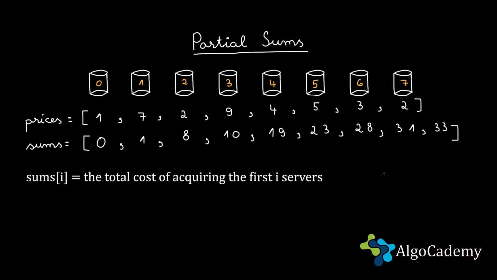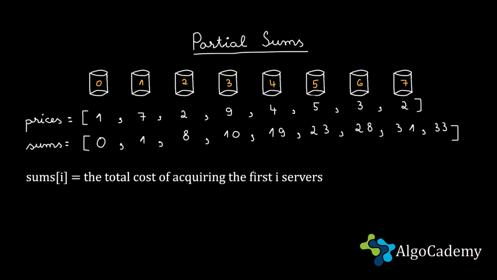Alright, awesome. Let's check if we are correct. What's the total cost of acquiring all the servers? Well, it's 1 plus 7 plus 2, this is 10, 19, 23, 28, 41, 43. Awesome, indeed correct. So again, we are computing the sums array, where sums of I is the total cost of acquiring the first I servers.